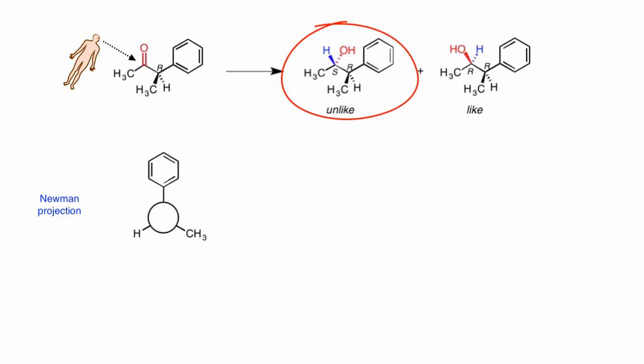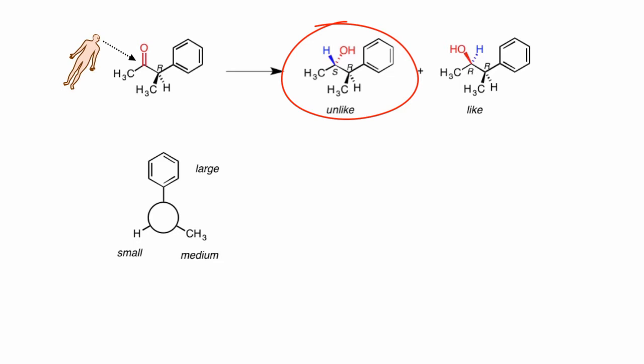From this orientation, the phenyl group is at the top of the Newman projection. The methyl group is to my right, and then the small hydrogen substituent is to my left. You can see how these are oriented with the large, the medium, and the small substituents.